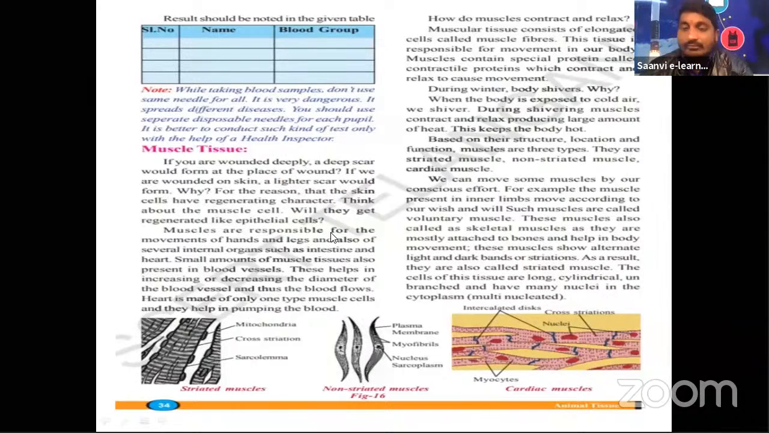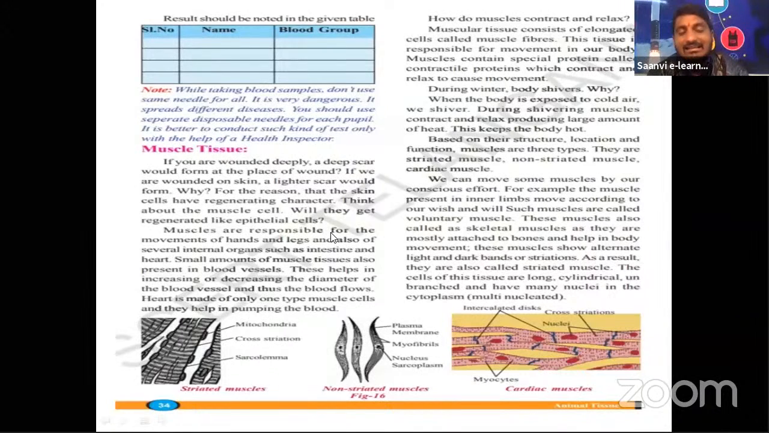If you are wounded deeply, a deep scar would form at the place of the wound. If you are wounded on the skin, a lighter scar would form. Why? For the reason that the skin cells have a regenerating character. That's why they regenerate and try to pack up that wound.